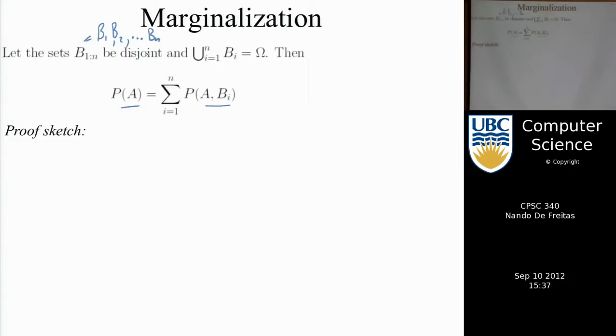And let's assume that the union of all these sets, which are disjoint, they don't intersect, is the full sample space. Then it follows that if you sum over all of these, you get P of A. And this, of course, is just a sum notation. Just P of A and B1 plus P of A and B2 up to P of A and Bn.